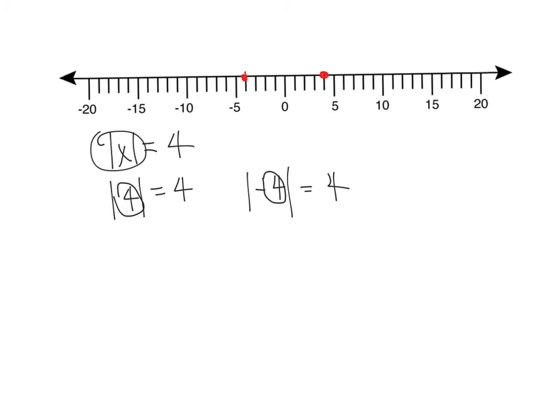The absolute value of x is 4. That means my number that goes inside my absolute value can either be a positive 4 or a negative 4, because they're both 4 away from 0. So the negative doesn't really have anything to do with anything except what direction we went from 0. We went left. The positive doesn't have anything to do with it except telling us that we went right from 0.